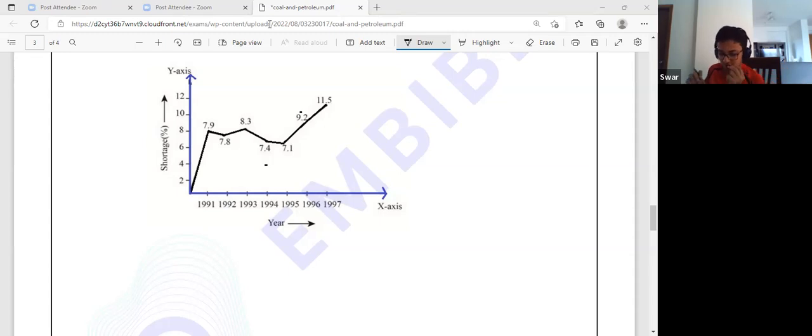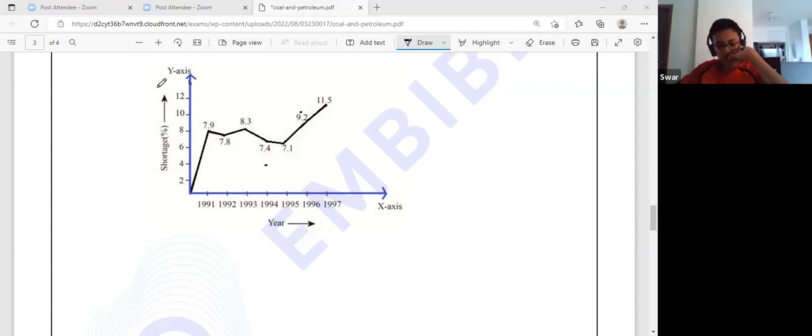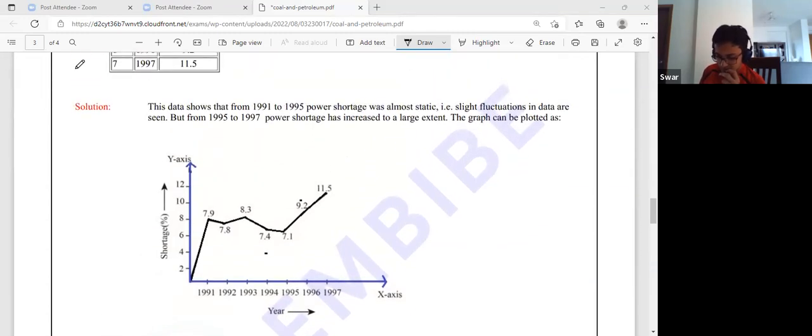Ma'am, I have just written four and a half lines. Okay, tell me. The observation from this graph is that the shortage of power in India has been increasing, and we should take this as a learning and take some steps towards it.